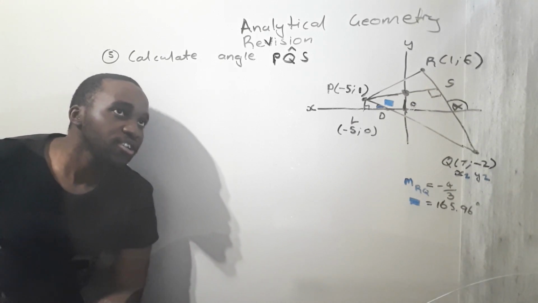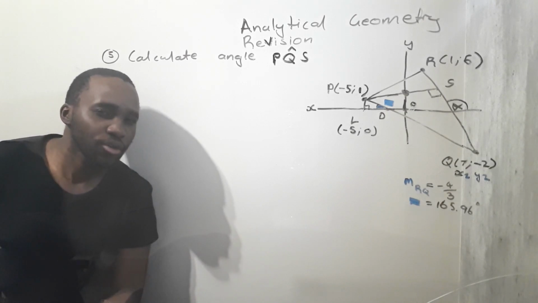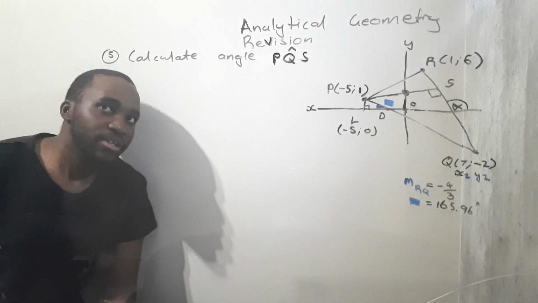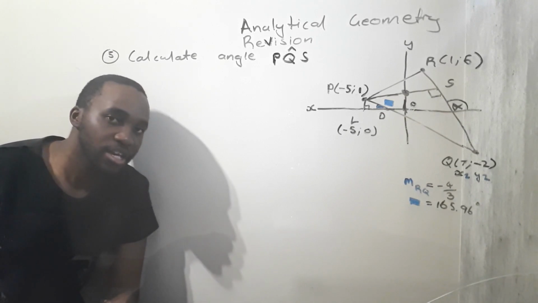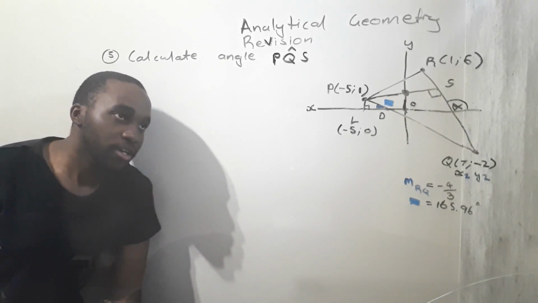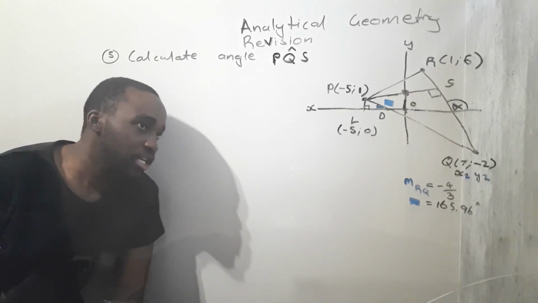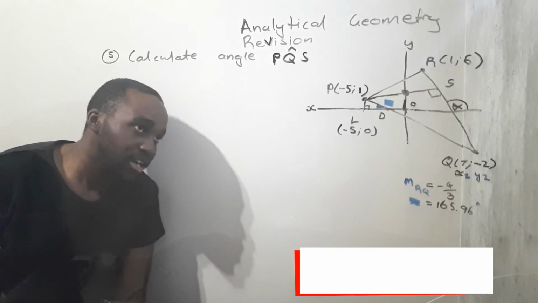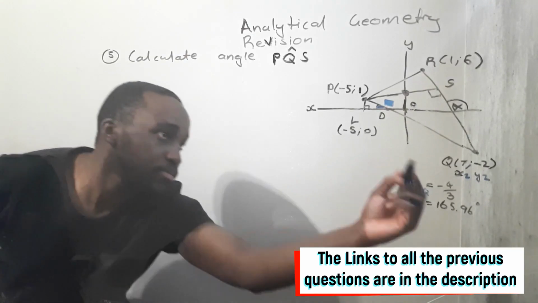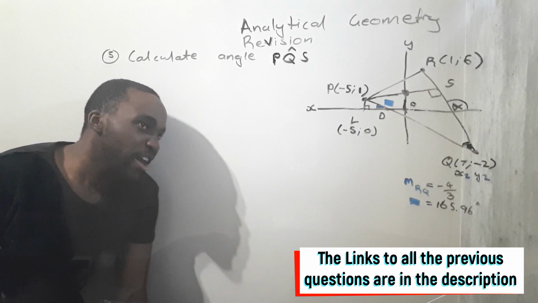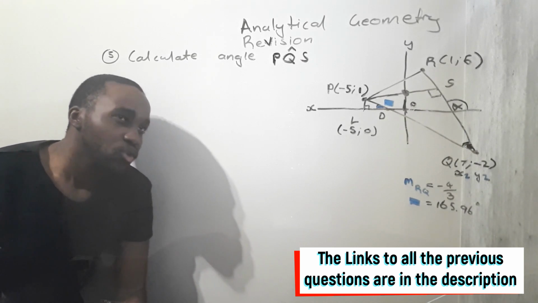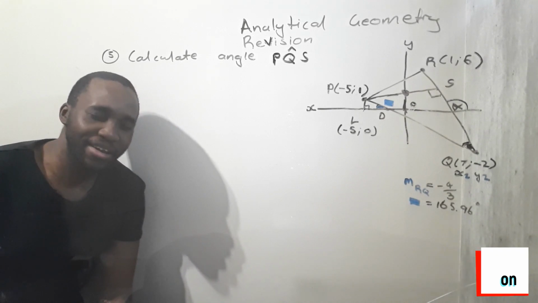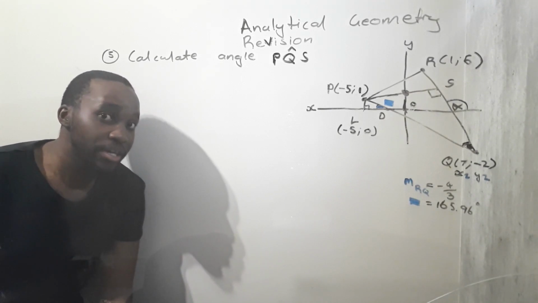We are working on a few revision questions on analytical geometry in this revision playlist. So the next question here for this sketch could easily ask us to calculate angle PQS. Now the idea with angle PQS is we can see it is way at the bottom there. So if we are going to calculate angle QPS, or PQS, my bad, we need to calculate angle PQS.